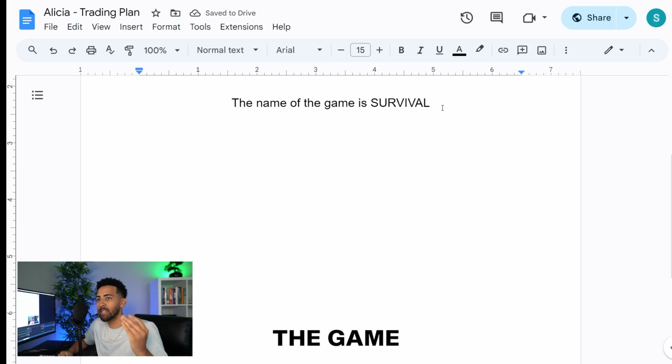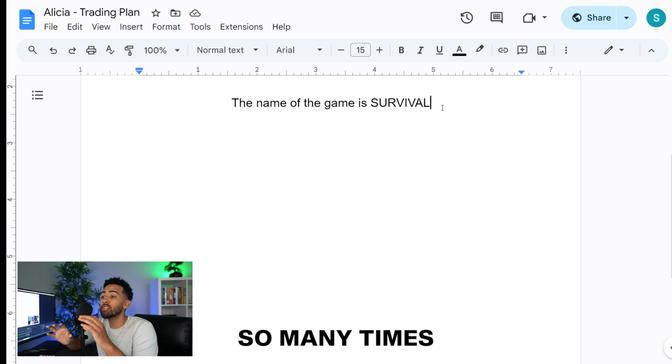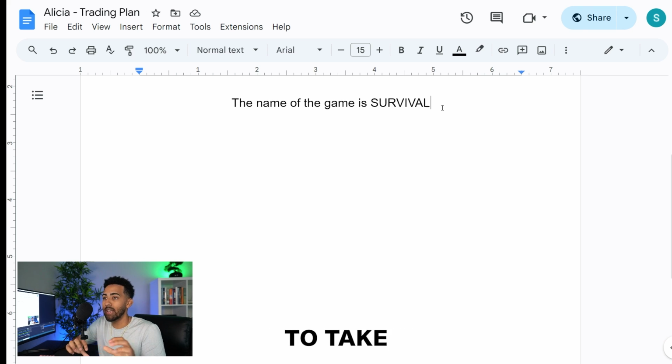The name of the game is survival. And what I mean by this is you need to be able to stay alive for as long as you possibly can when trading. There's gonna be so many times where you feel like you need to take 15% of your account and put it into a trade, or 50% of your account and put it into a trade because you need to make your money back. We need to stop that habit from happening.